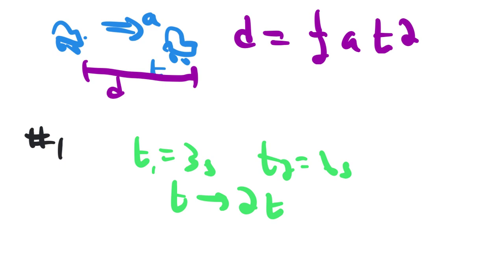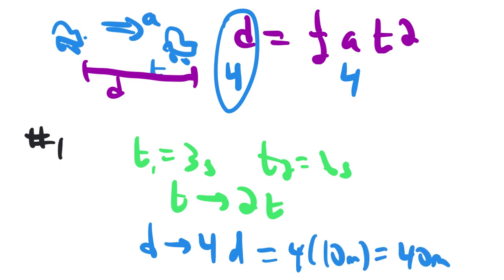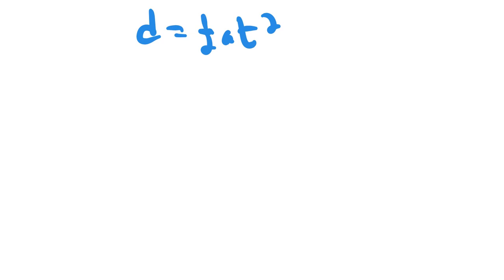We look at our equation and we say, well, the time, though, is squared. So the right-hand side has become 4 times as large, which means the left-hand side has to be 4 times as large. And the only way to do that is to increase the distance by 4. So the distance has to become 4 times the distance, which in our problem is 4 times 10 meters, or 40 meters.